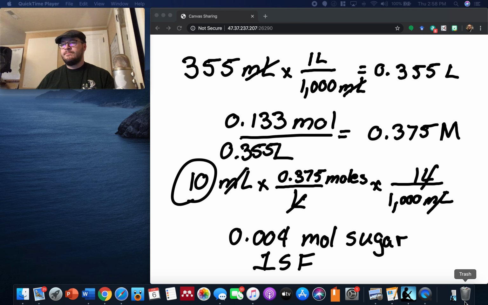So that's kind of how you use molarity in calculations and how to determine the molarity of something given the amount.